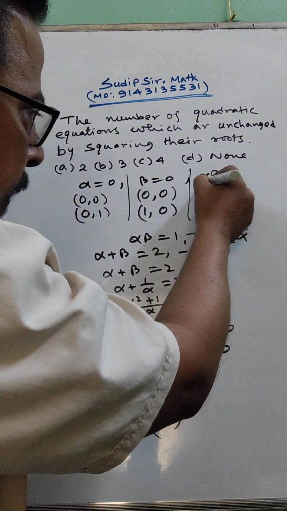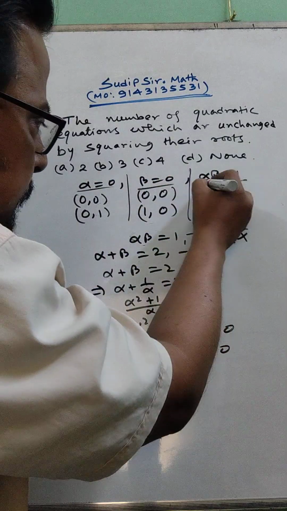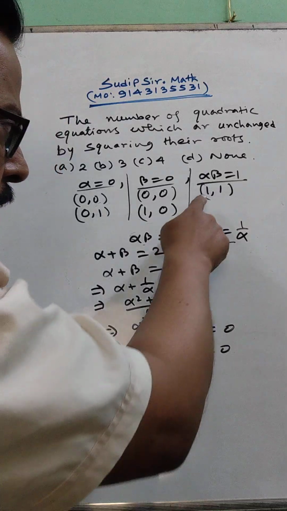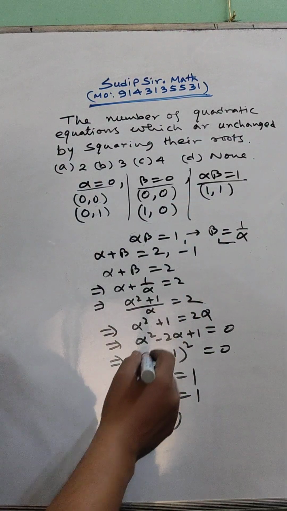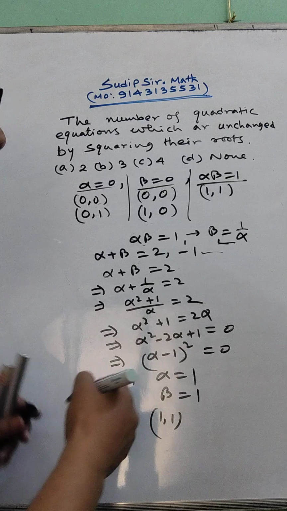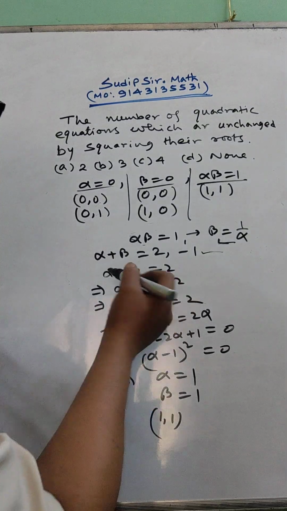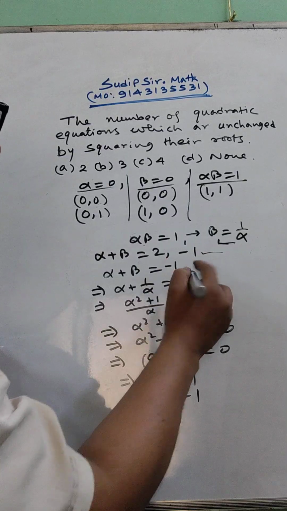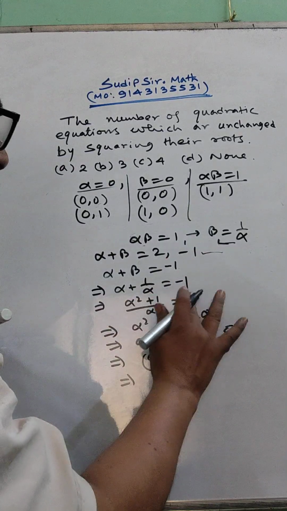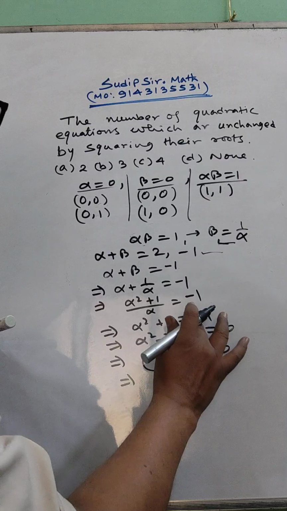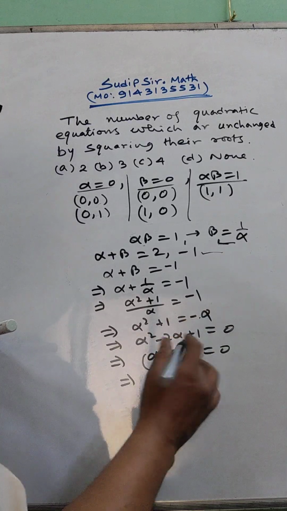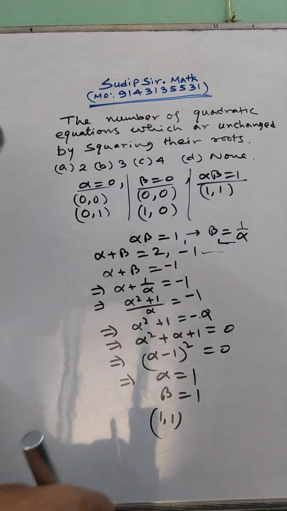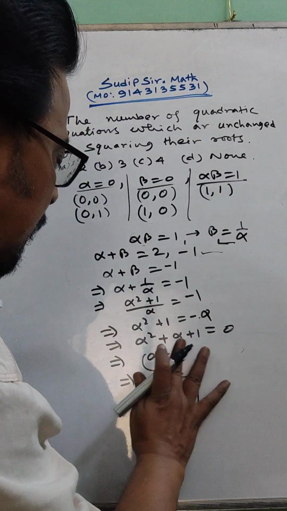Alpha 1, beta 1 from this part. Okay? From this, alpha 1, beta 1. And another condition is minus 1. Now if we take alpha plus beta equal to minus 1, then this will be minus 1, this will be minus alpha, and this will be alpha square plus alpha plus 1 equal to 0.